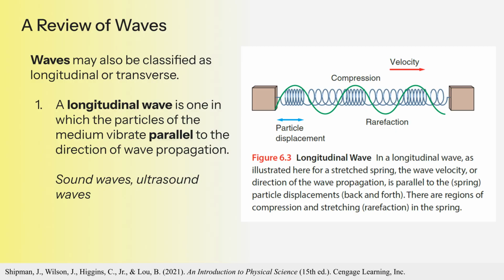A longitudinal wave is one in which the particles of the medium vibrate parallel to the direction of wave propagation. Common examples include sound waves and ultrasound waves traveling through air or water. Imagine pushing and pulling a stretched spring back and forth to create compressed regions. The key point here is that the vibration occurs along the same line as the wave motion.